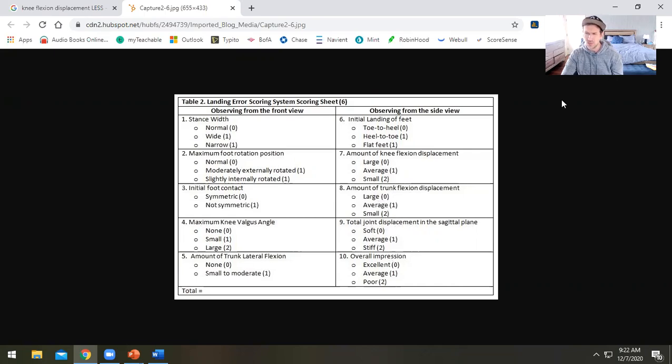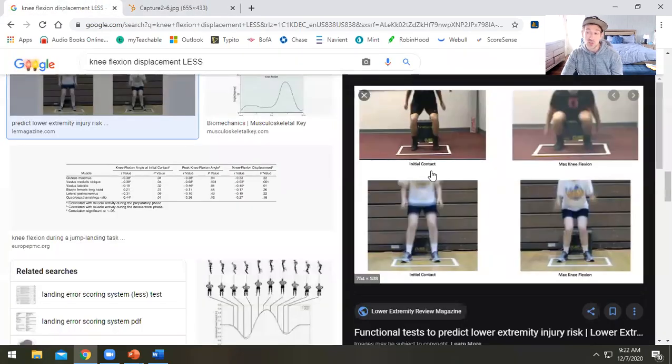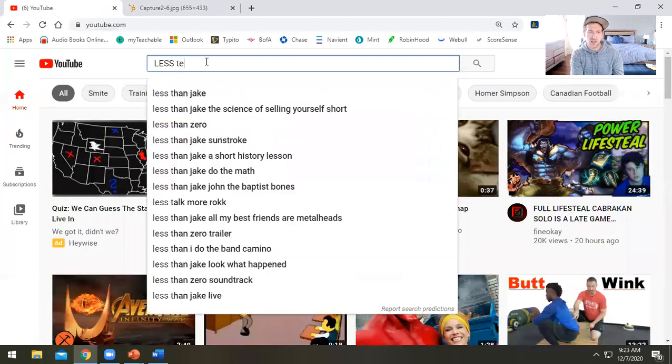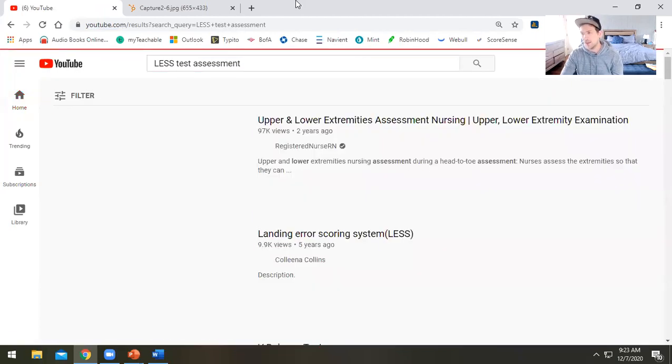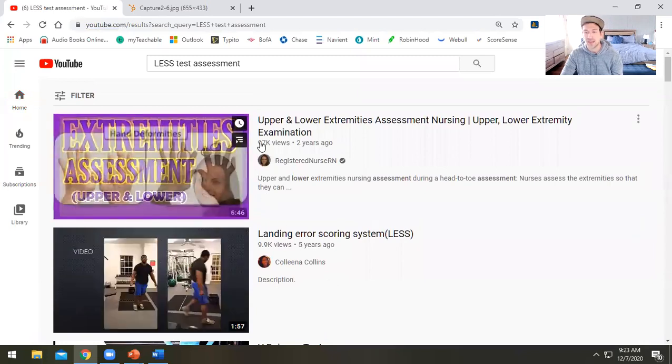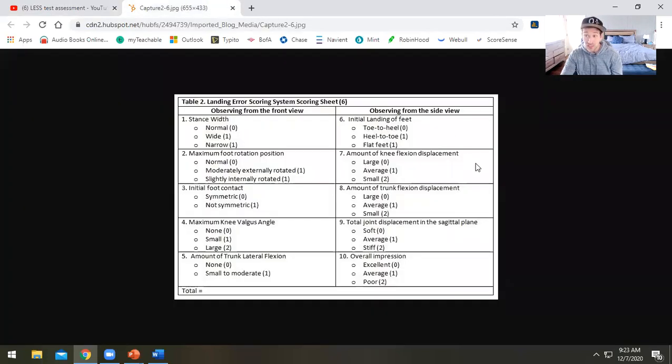Then this is kind of an interesting one. This is the one that always kind of freaks people out, and I think this is kind of weird too. Total joint displacement in the sagittal plane: soft, average, or stiff. This is really just you judging how they are landing. Are they landing really soft? Are they landing really hard? If you're just looking at them, how much major impact is happening. If there's a lot of impacting, like they're rickety every time they land, that's pretty stiff. We want them to land nice and soft.